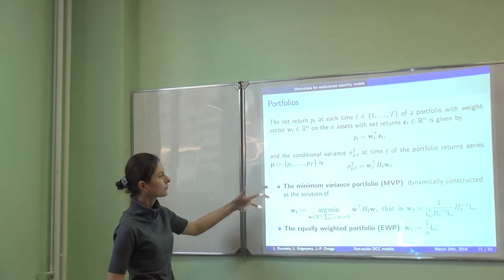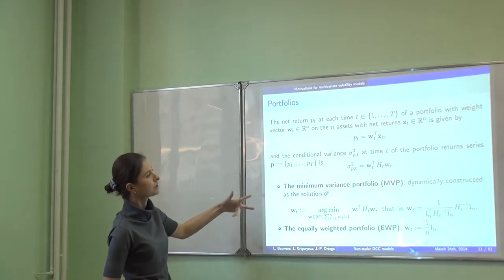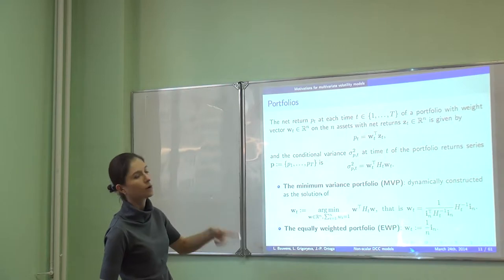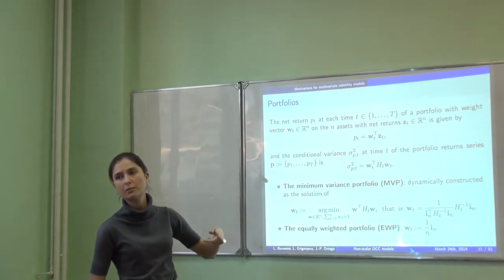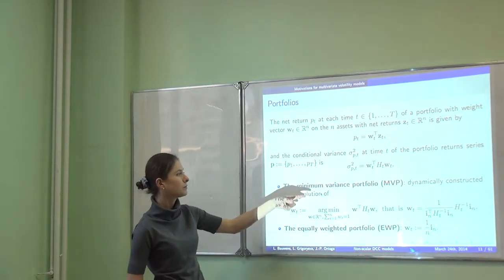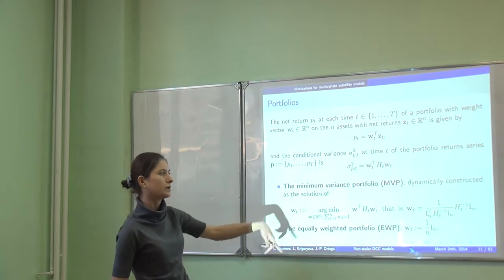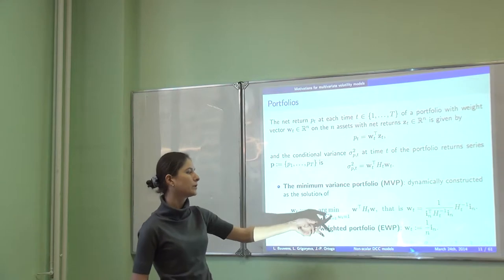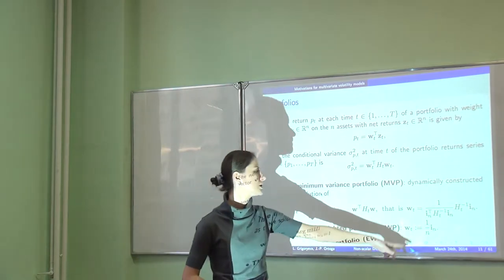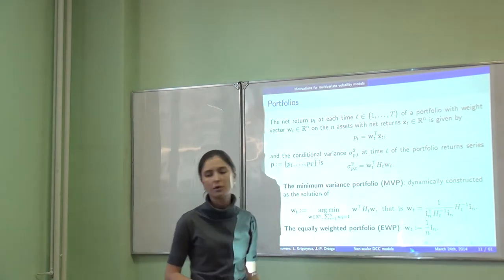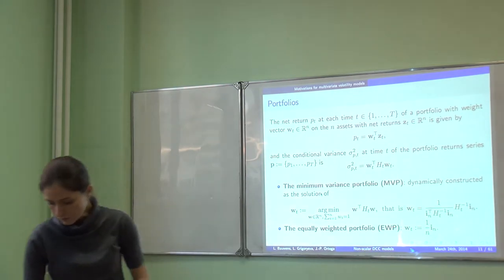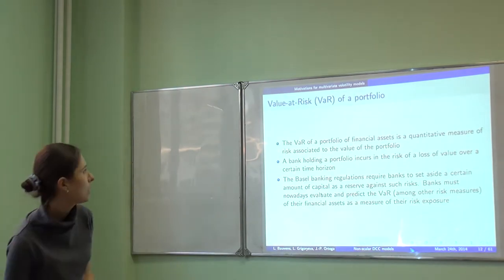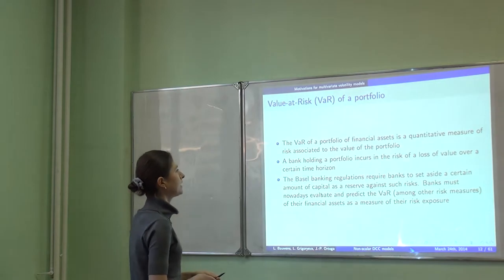So what kinds of portfolios? These are the two kinds of portfolios that we are going to use in our empirical part. It's going to be the minimum variance portfolio, which is given by solving an optimization problem, and the equally weighted portfolio, which always has weights 1 divided by n, depending on the number of assets. So, value at risk, again.